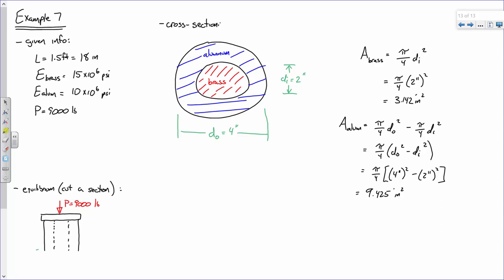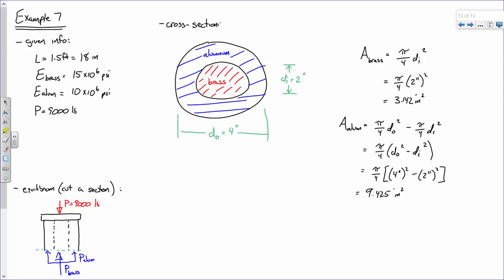Now, if that's the situation in real life and I have a column hanging out in space and I've got 9,000 pounds pushing down on it, it's going to fall down, it's going to hit my foot, right? The reason why is because the column is pushing back up. Now I propose that there are two forces being pushed back up. I've got this force in the middle, which we'll call P brass, and the force on the outside. I'm going to draw it about like that, because where it's a pipe, it's all around. And we'll say P aluminum.